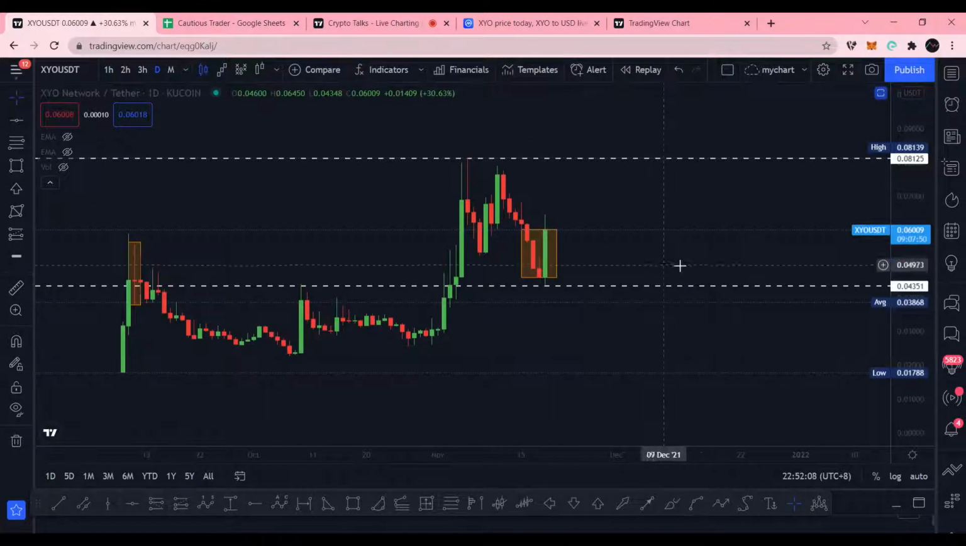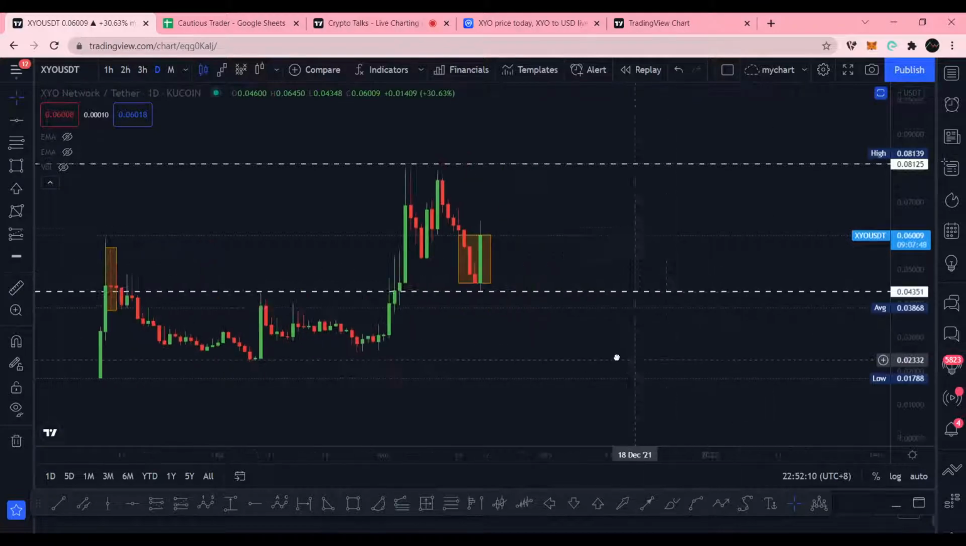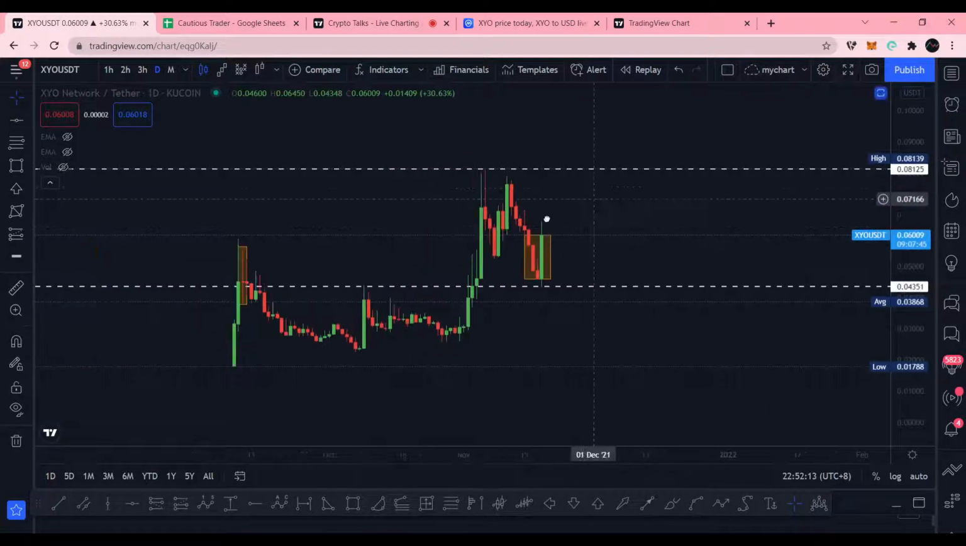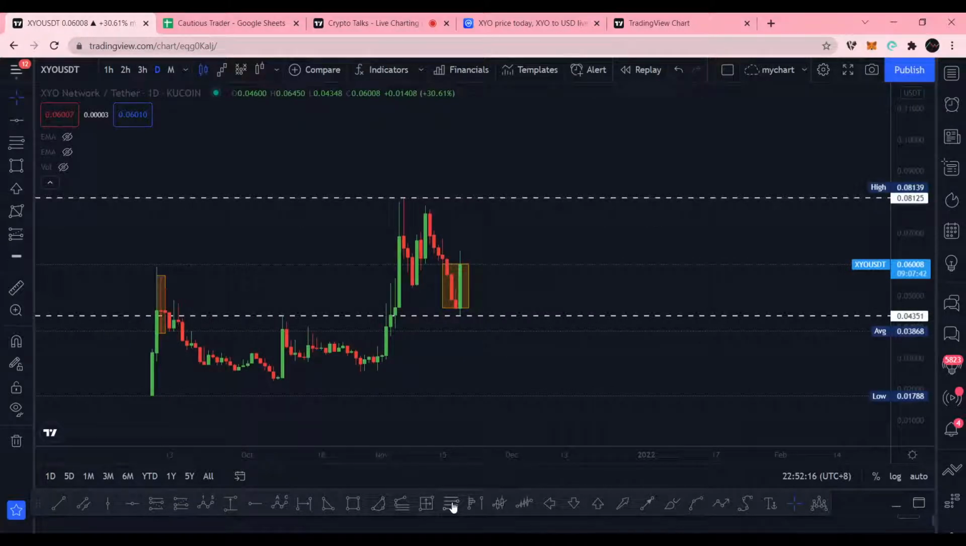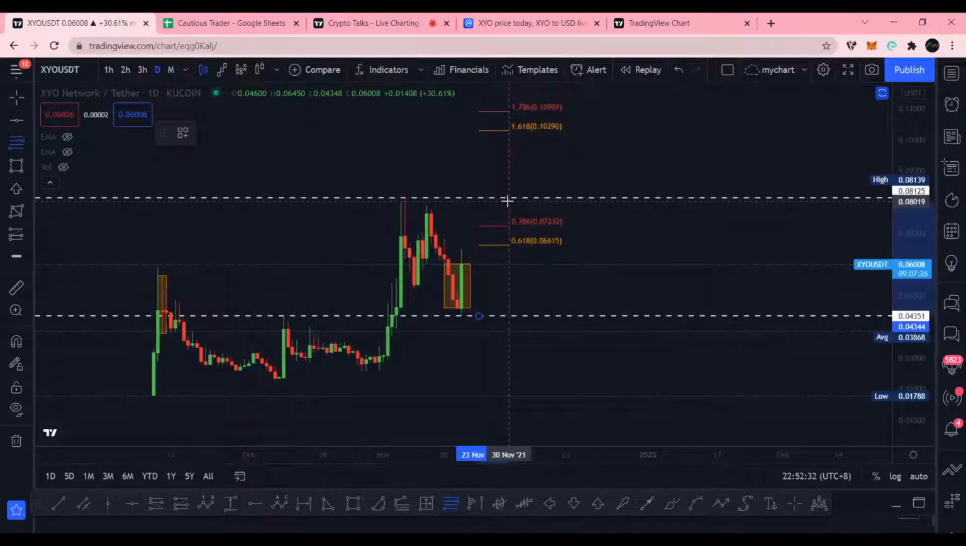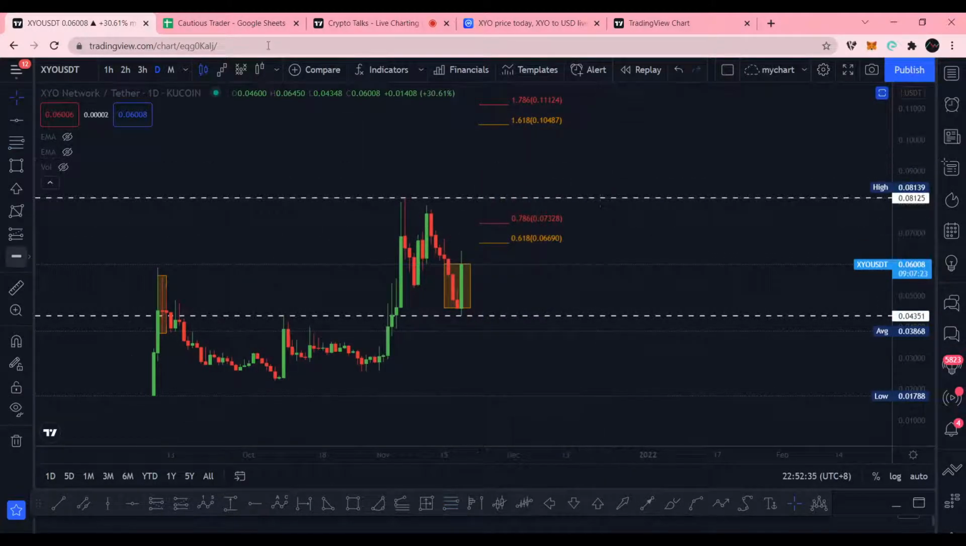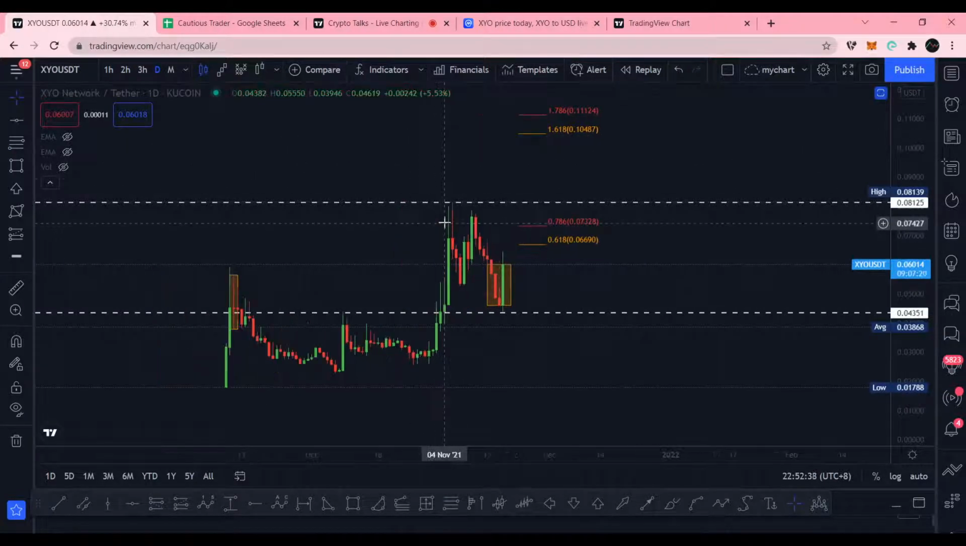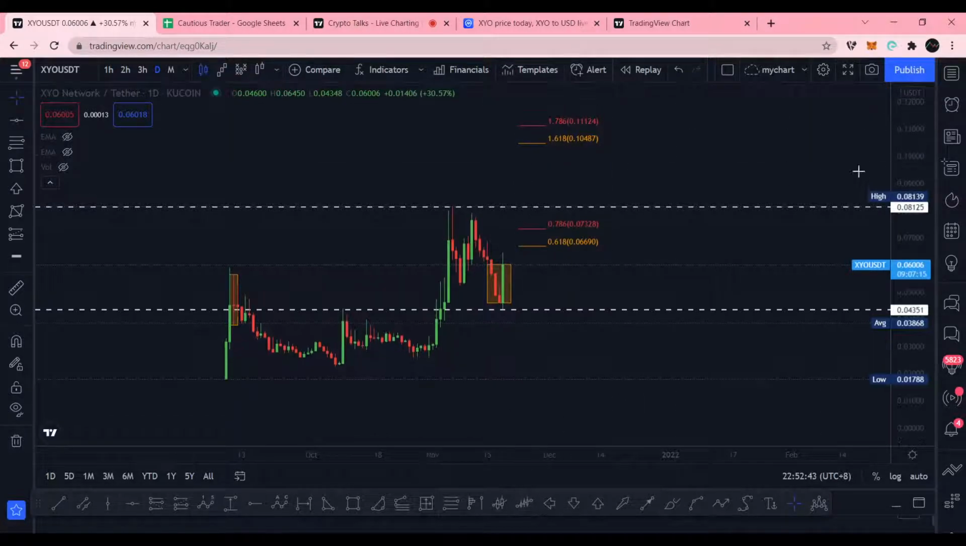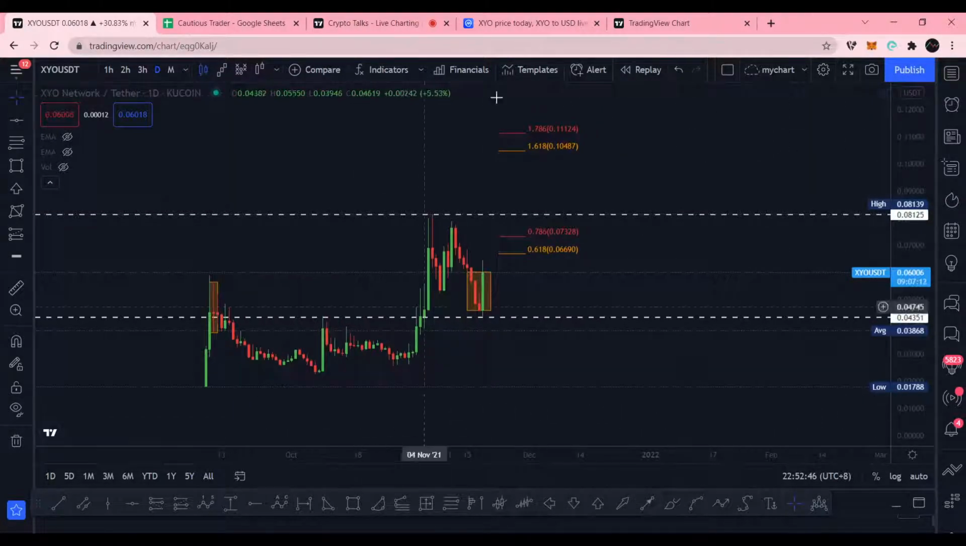Anyway, since it's almost close to that high, we can actually add a fib retracement or a fib extension, but we'll just use the fib retracement here. And the next target once it solidly hits that 8 cents is possibly 10 cents from here.